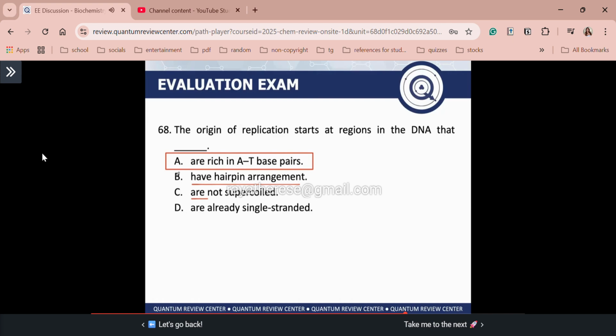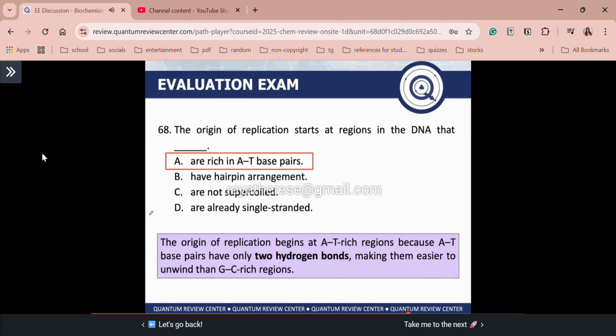Okay? For your supercoiling, of course, this is the site of your topoisomerases reaction. Remember, class, preparation ng elongation step, not in your origin of replication. Okay? And then letter D, are already single-stranded? No. Again, your SSBPs and your helicase help your initiation complex in unwinding your DNA double helix. So class, for 68, our answer is letter A. Again, the ORI site or origin of replication begins at AT-rich regions because your AT base pairs again have only 2 H bonds, making them easier to unwind than your GC-rich regions. Again, for 68, answer should be letter A, are rich in AT base pairs.